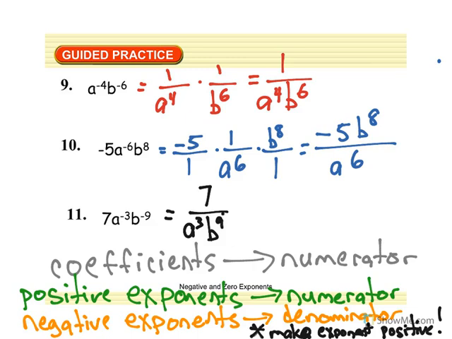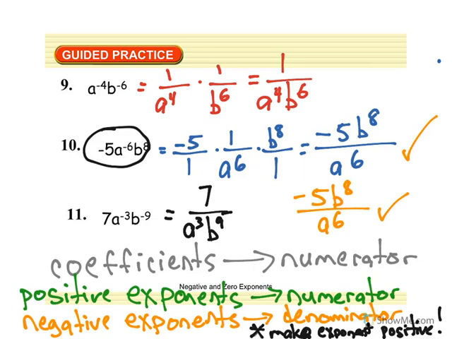So that's it. Let's say we wanted to do number 10 again, using those rules. Well, my negative 5 is a coefficient. That ends up in my numerator. My b to the 8th is a positive exponent. That ends up in my numerator. My a to the negative 6th is my negative exponent. It goes to the denominator, and we make it positive, and we get the same thing we had up here.